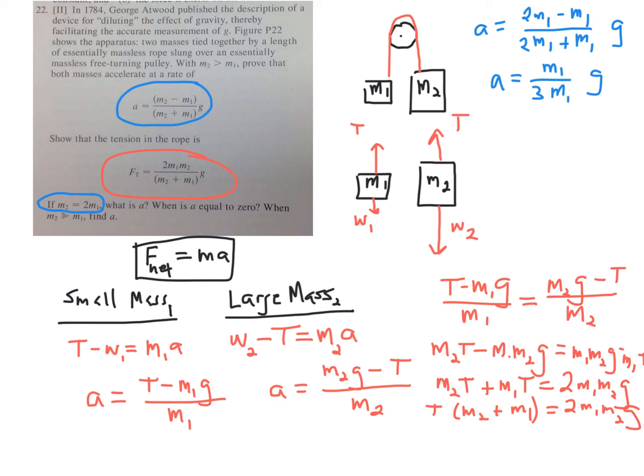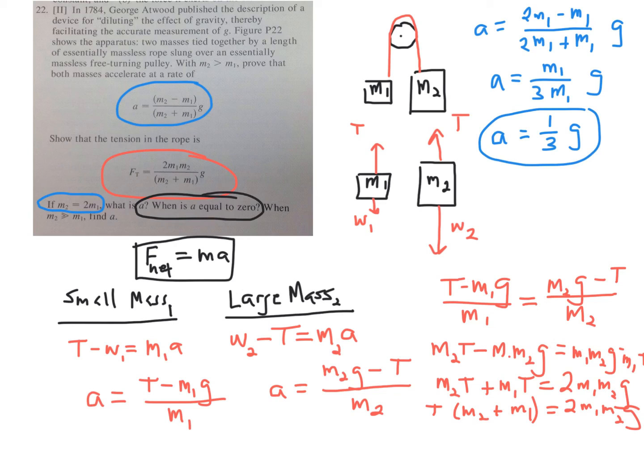And since the m sub 1's cancel out, you end up with the acceleration of this particular system, when you have one mass twice as big as the other mass, is 1/3 normal gravity's acceleration. The next part of this is, when is a equal to 0?